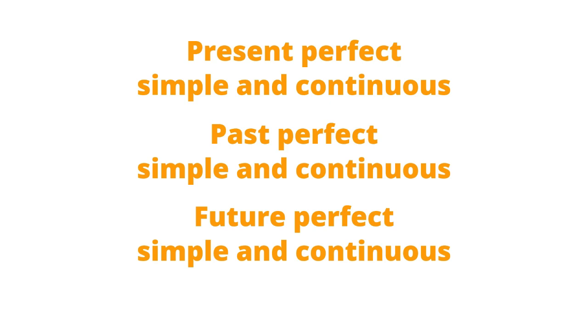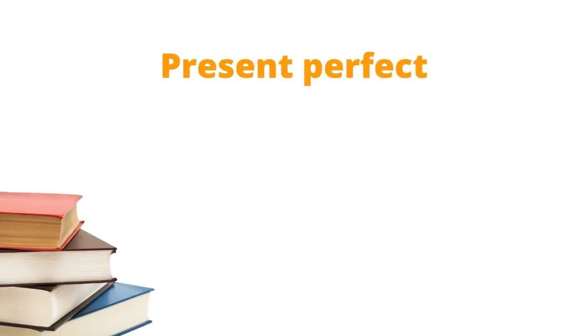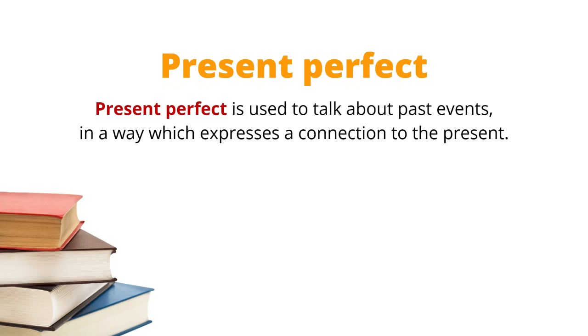In this lesson we'll be talking about perfect tenses, looking at how to use the present, the past and the future in both simple and continuous forms. First, let's look at the present perfect. The present perfect is used to talk about past events in a way which expresses a connection to the present.